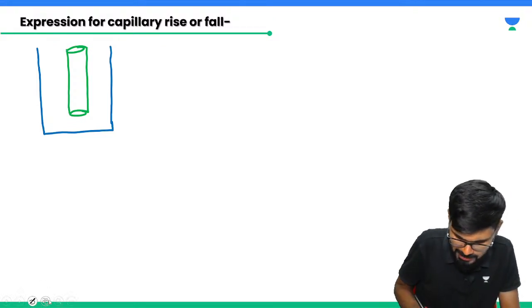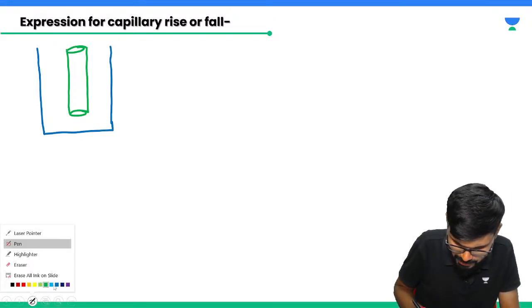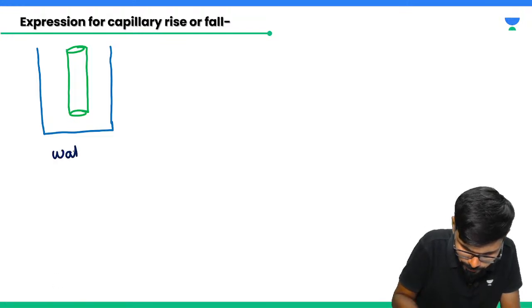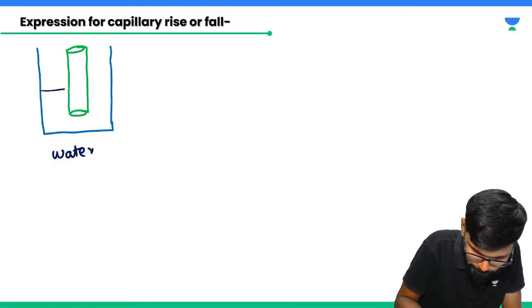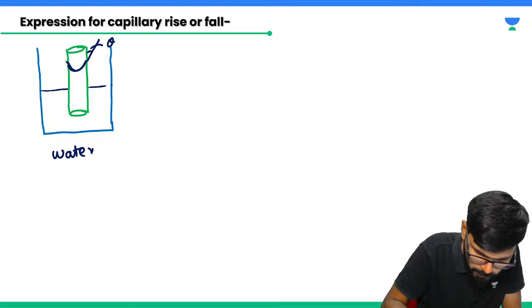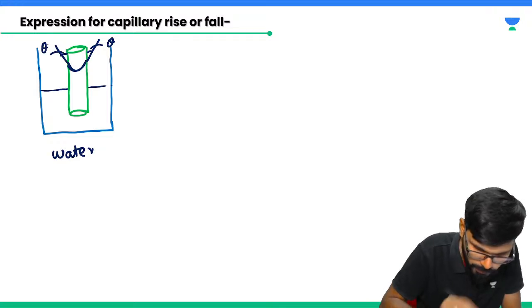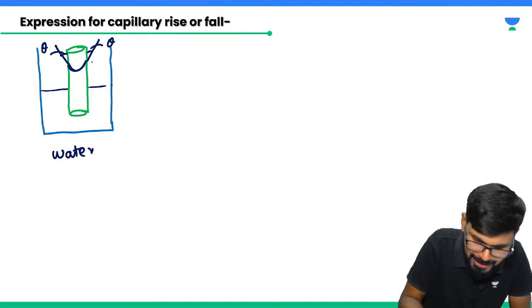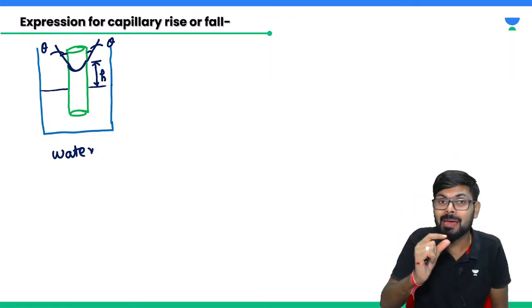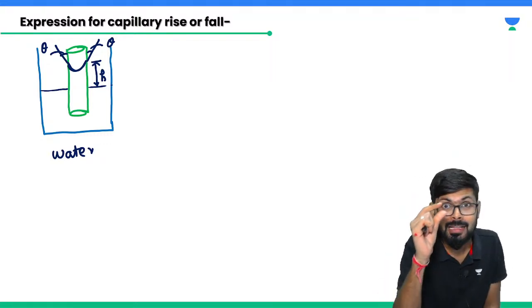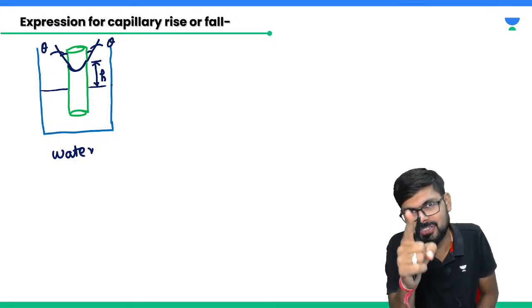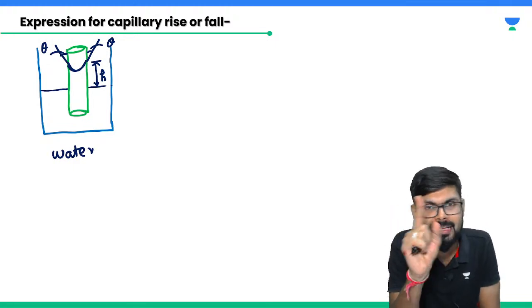Clear? Let's say I am considering water here. If water is there, it will go something like this, right? This angle is theta, as I told you. Same here also, theta. Now this height is h. Whatever amount of water is lifted is balanced by the surface tension force.